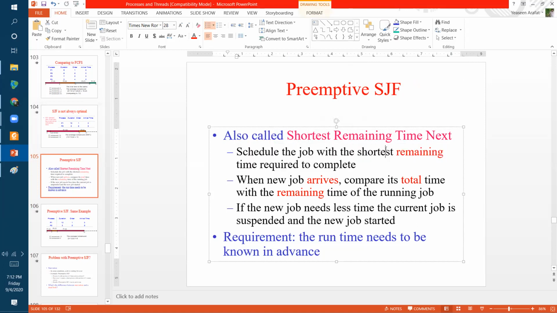Here comes the important thing: schedule the job with the shortest remaining time required to complete. So shortest remaining time is very important to us right now. When a new job arrives, compare its total time with the remaining time of the running job.